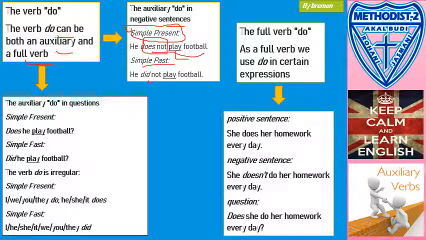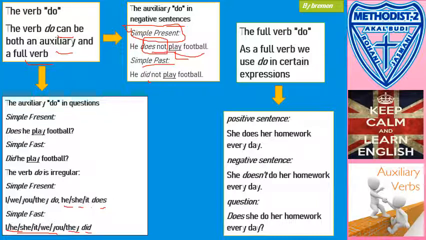So the verb "do" is irregular. Why? Look here. Does, did. It's not regular. If it were regular, we could say it with an "-ed" ending. In the simple present, "I", "you", "they" are all with "do", and "he", "she", "it" with "does". Same thing with the simple past: all subjects from "I" until "they" are all with "did".